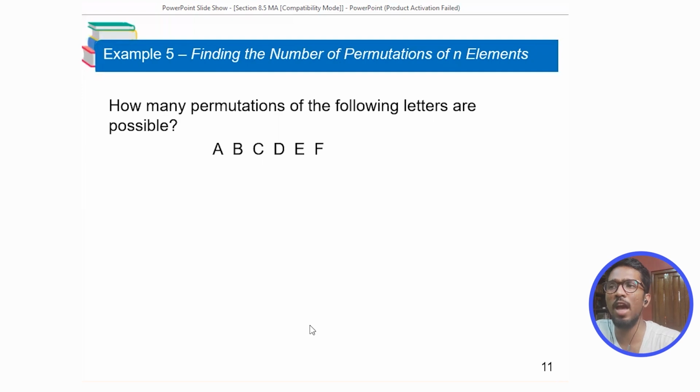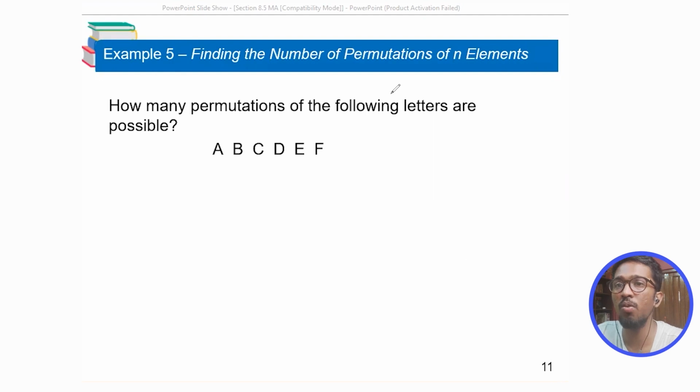What is the meaning of arrangement? How many ways can I arrange these 6 letters? An arrangement can be something like this: A, C, B, D, E, F. This is one type of arrangement, or we can say B, C, A, D, E, F. These types of arrangements are there. So how many total arrangements will there be? We have to count. That is the question here.